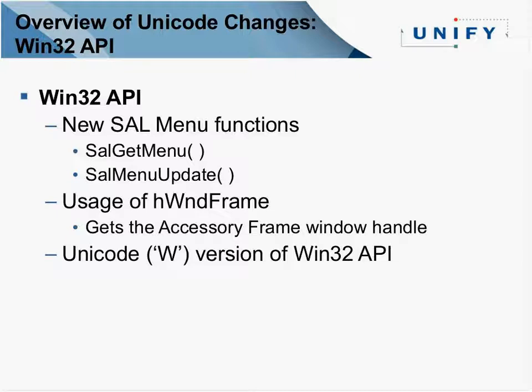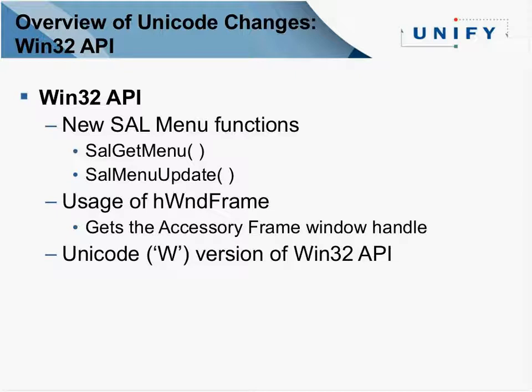The first one is SalGetMenu, to get the handle of a menu created with a Windows 32 API, and SalMenuUpdate, to update that menu whenever you make changes to it using a Windows 32 API call. Again, this is all documented. Be aware that you may be changing your application code to use those functions if your menus are not being created and updated correctly from your TD 5.2 environment.